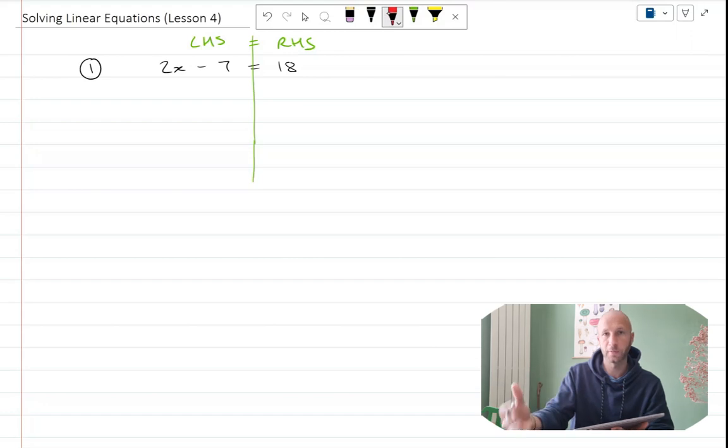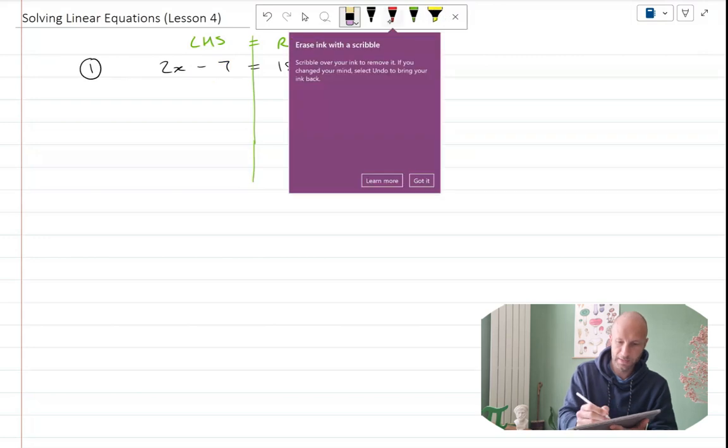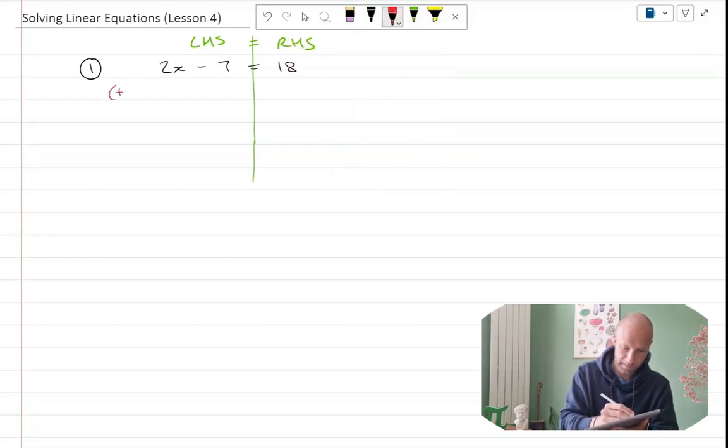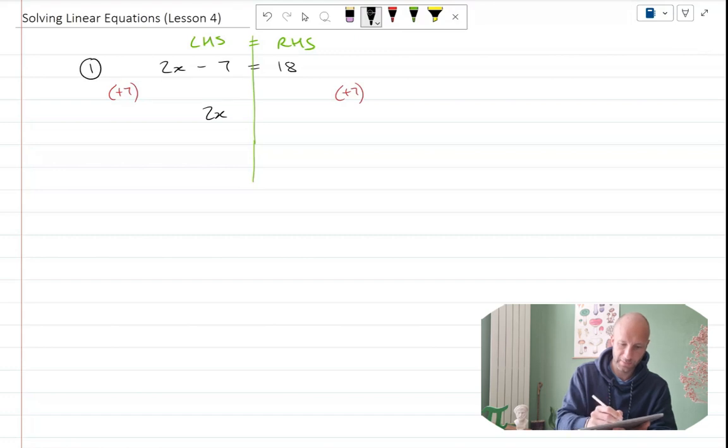So I hope you're familiar with all this now, and you can follow on quite quickly. First thing we're going to do is add 7 to both sides to get rid of this minus 7. We're trying to get the x by itself, so we're going to add 7 to the left and add 7 to the right. I'm going to keep writing the hints in for now. So on the left we'll end up with 2x, minus 7 plus 7 cancels, and on the right we're going to end up with 18 plus 7, which is 25.